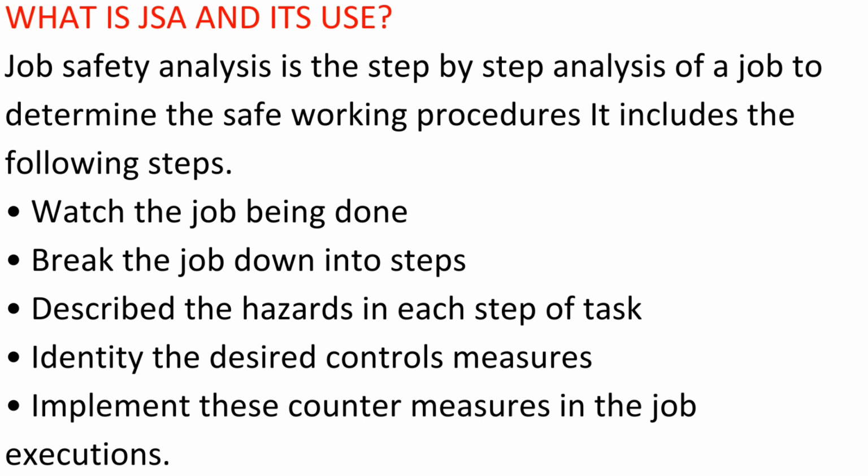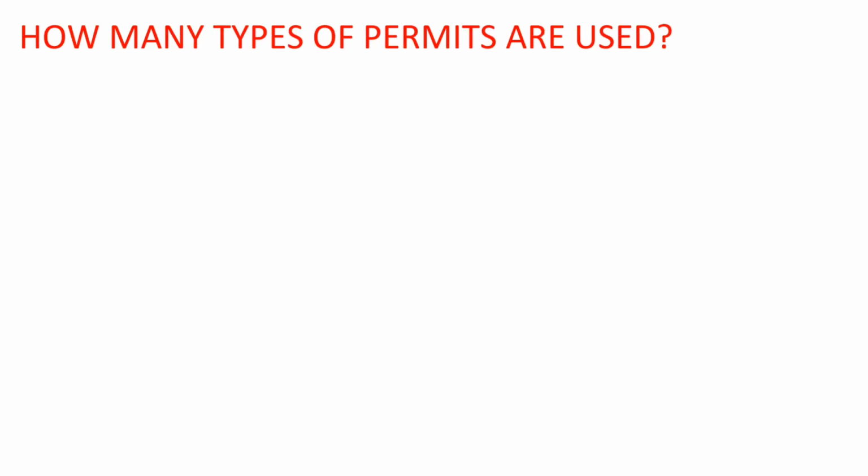Watch the job being done. Break the job down into steps. Describe the hazards in each step of the task. Identify the desired control measures. Implement these countermeasures in the job execution.